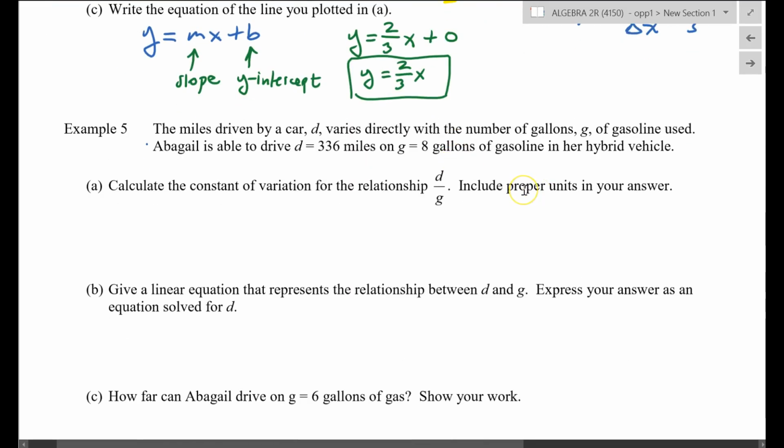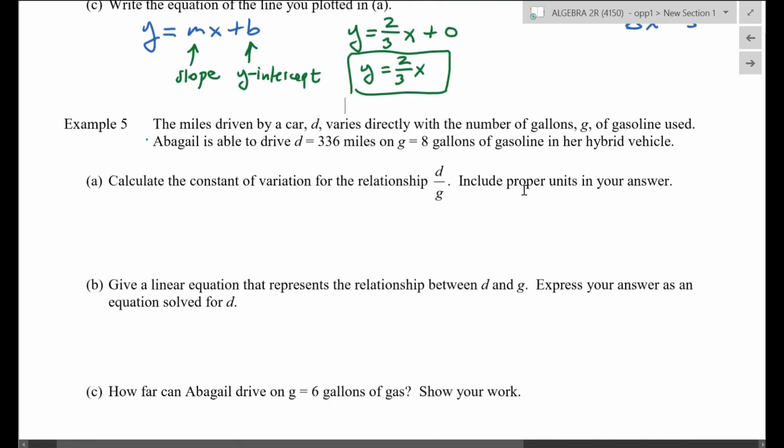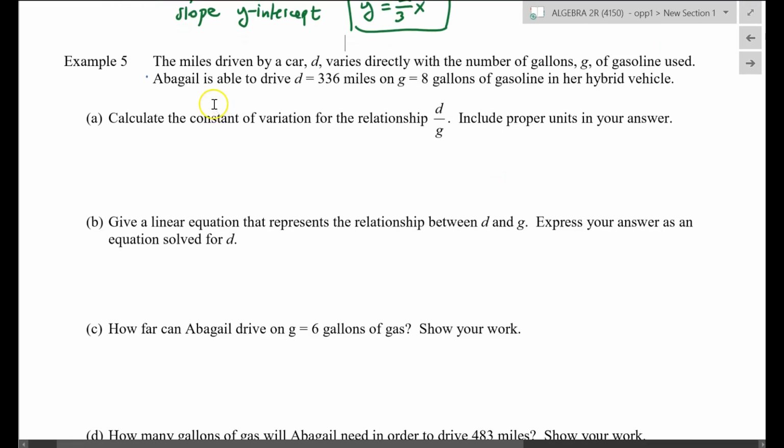Last little bit of the day is an application-based problem, right? So we have this girl, Abigail. Would you guys all agree that the number of gallons of gasoline in your vehicle will directly influence how far you can drive, right? So they give me the way they want me to set this one up, D to G. So that's going to be the distance to the number of gallons.